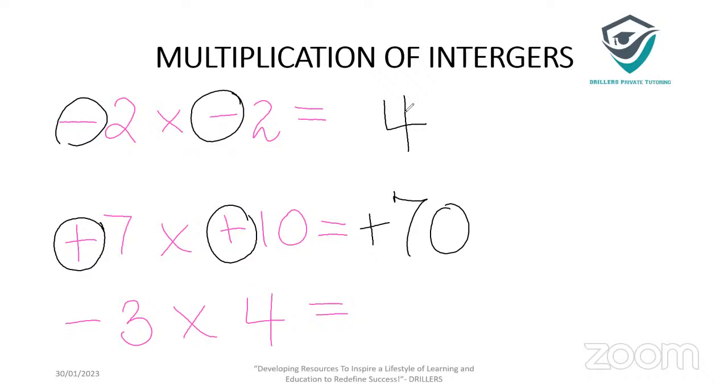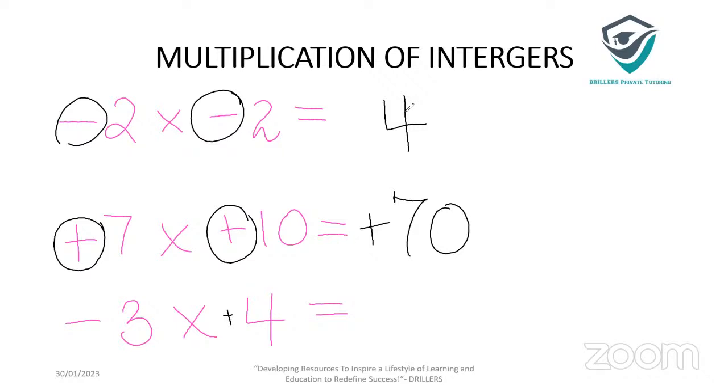So the third example we have there is -3 multiplied by 4. Are we going to use the rule of same sign or different sign? Which rule are we going to use? Right, for this one, we're going to use different signs, because we know that that 4 there is actually +4.